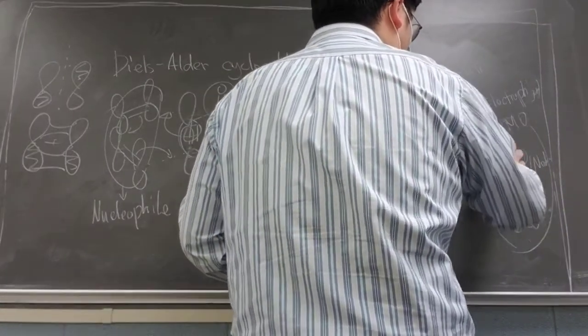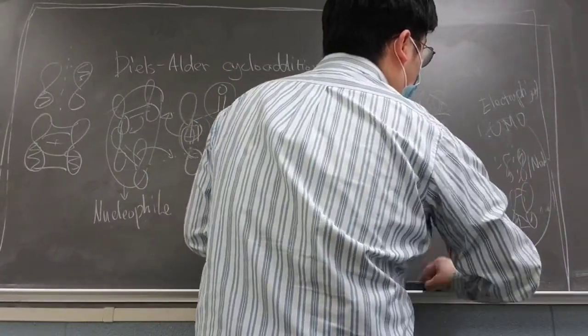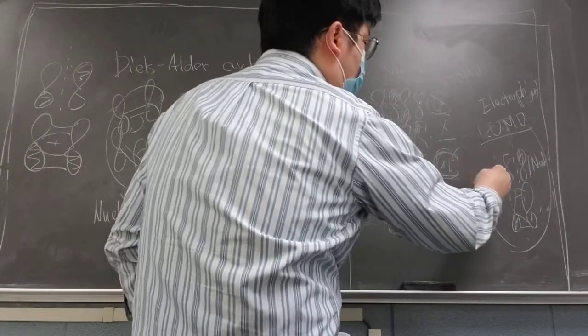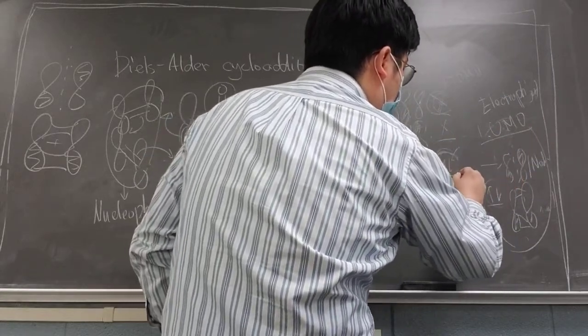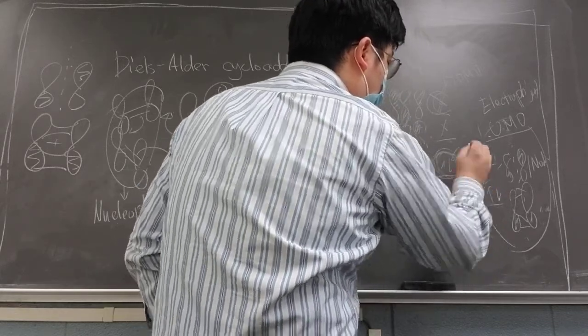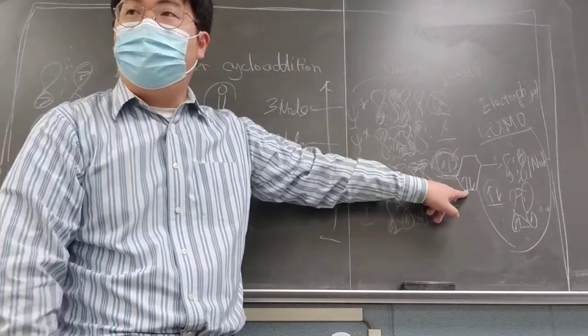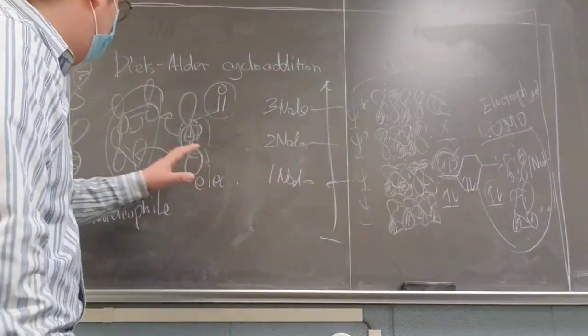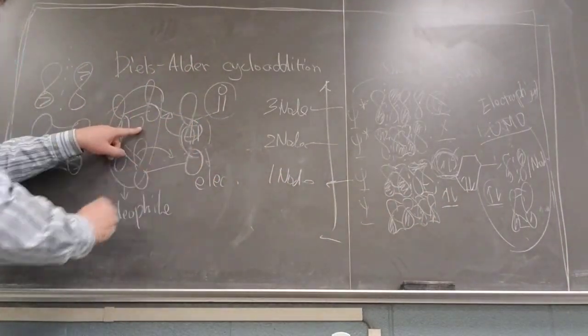I'm sorry, it's a very awkward drawing. But usually the HOMO is slightly higher. So if you do this one, those electrons will be shared in here. So they can make a single bond here at the bottom. Okay? So that's why they make the bond here.